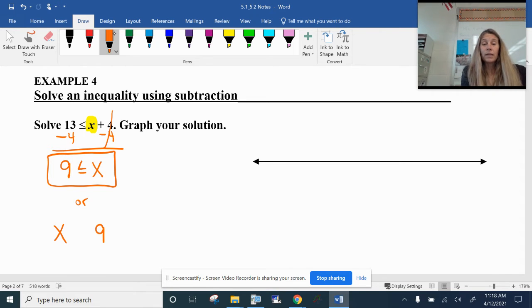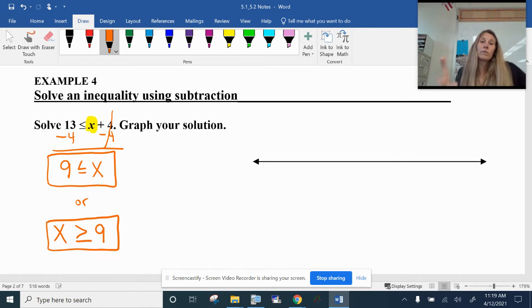However, the direction of the sign still has to point to the same thing and open up to the same thing. So it's still got to point towards the 9 and open up towards the x. So if you reverse the two sides of your variable and your number, then you also have to reverse the direction of your inequality sign. So now we know we have a closed circle at our 9, but x is greater than or equal to 9. So that would be to the right.